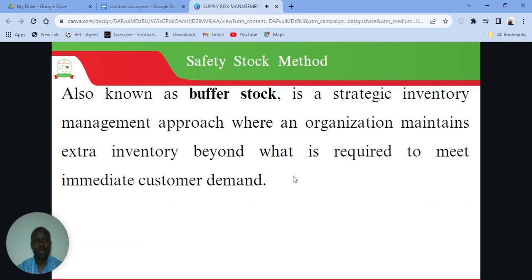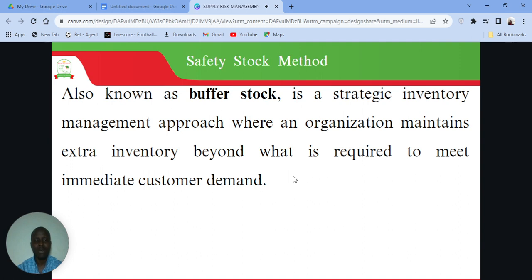We have another method we call the safety stock method. We can also call it the buffer stock. It is a strategic inventory management approach where an organization maintains extra inventory beyond what is required to meet immediate customer demand. So in the safety stock method, you have extra stock.